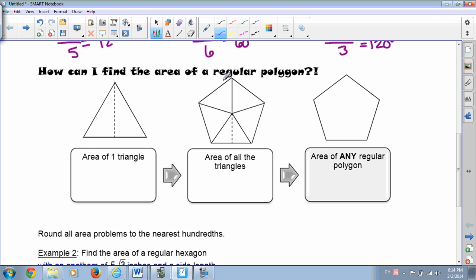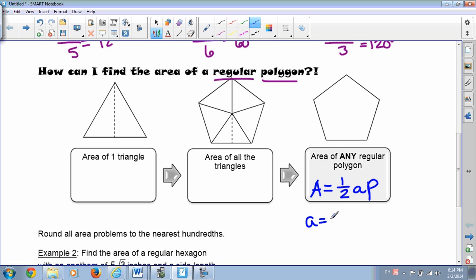Okay, how can I find the area of a regular polygon? Any shape. It could be a square, it could be an equilateral triangle, it could be a regular pentagon, it could be a regular hexagon. And I'm going to go ahead and just tell you what the formula is that we will be using to find the area of a regular polygon. It is area equals 1/2 of the apothem, little a for apothem, times the perimeter.